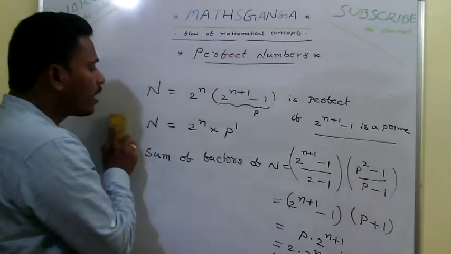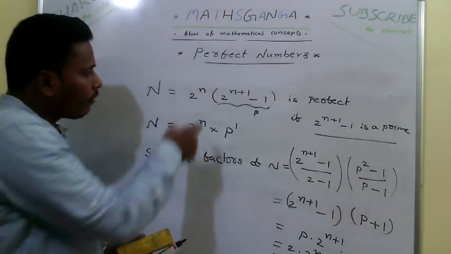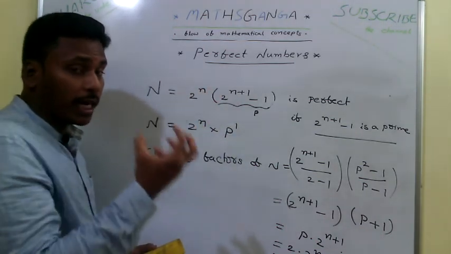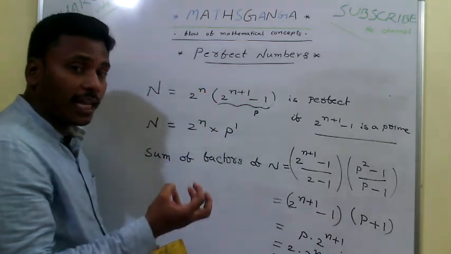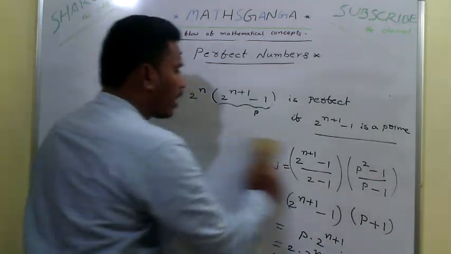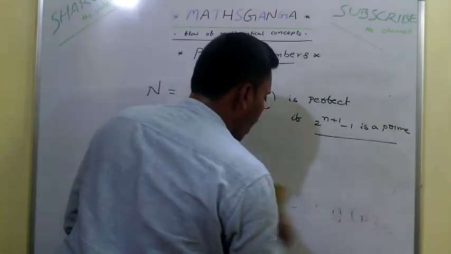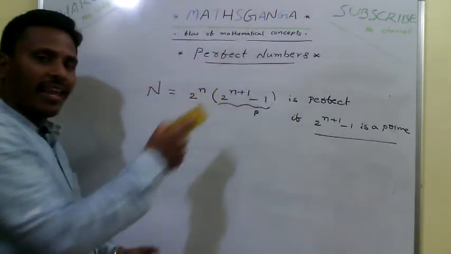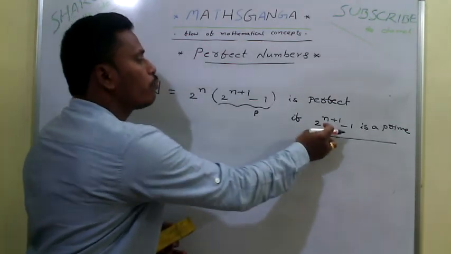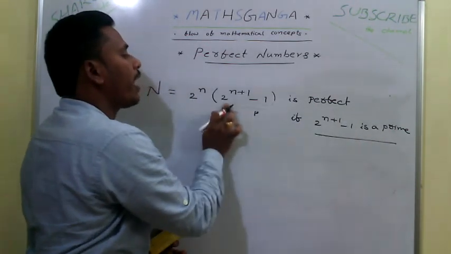Now, the general form of the perfect number: numbers having this format will generate different perfect numbers by replacing n with different natural values. So finally, the concluded statement we have is that 2^n into (2^(n+1) minus 1) is a perfect number if 2^(n+1) minus 1 is a prime.